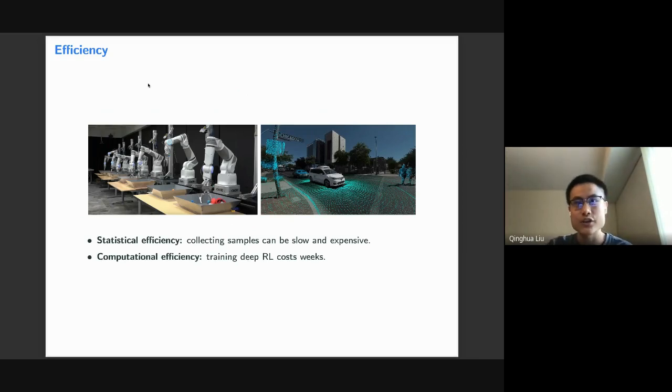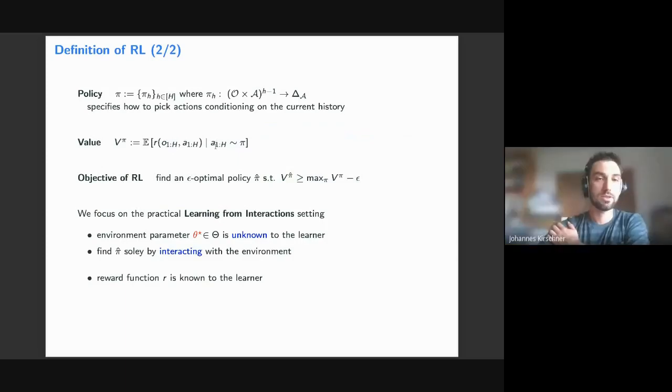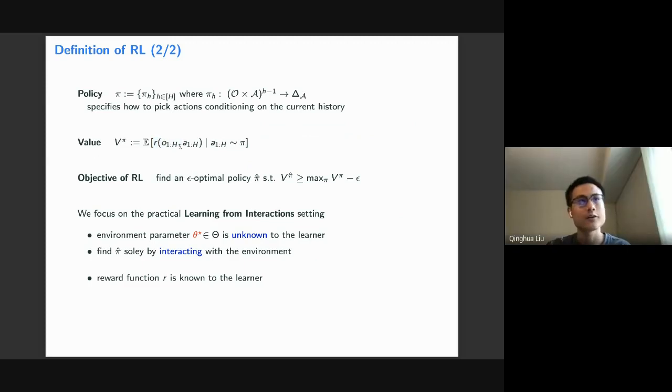Maybe one quick question. So this reward function, is it like a cumulative reward, or it doesn't really matter? Here we are defining everything in the most general form. If it's a summation of the rewards r_h of o_h, a_h, it's also a special case of the current definition. So it can be a cumulative reward.